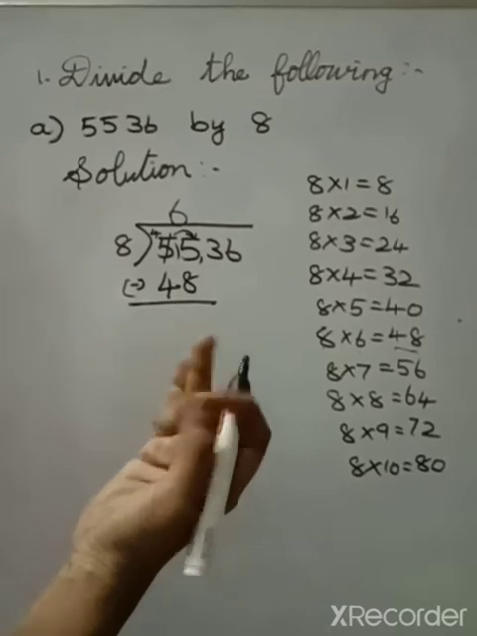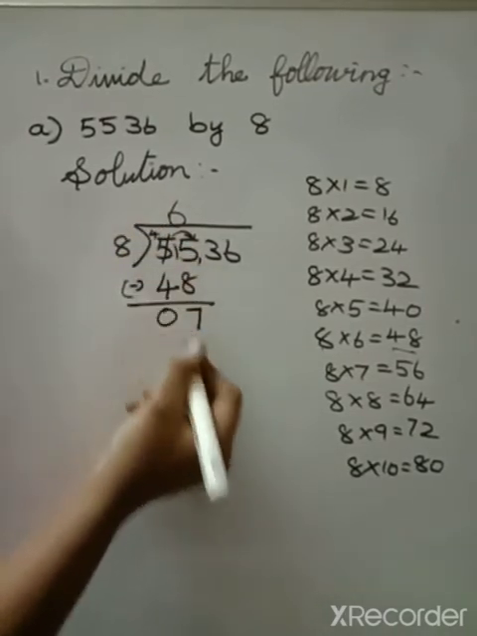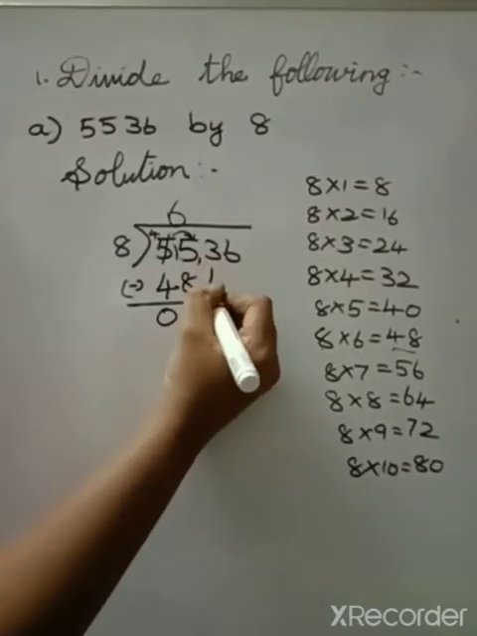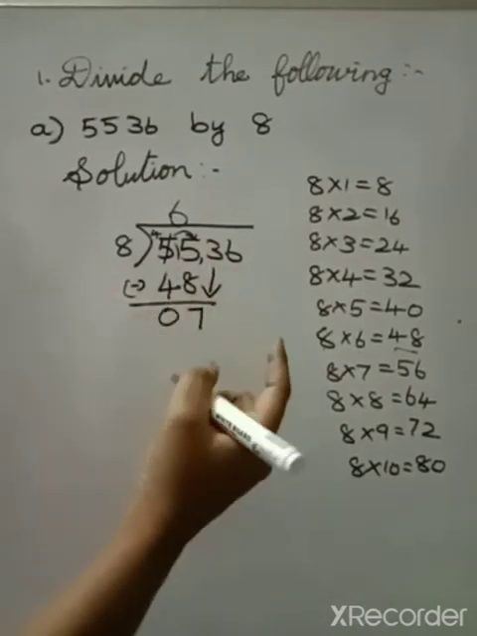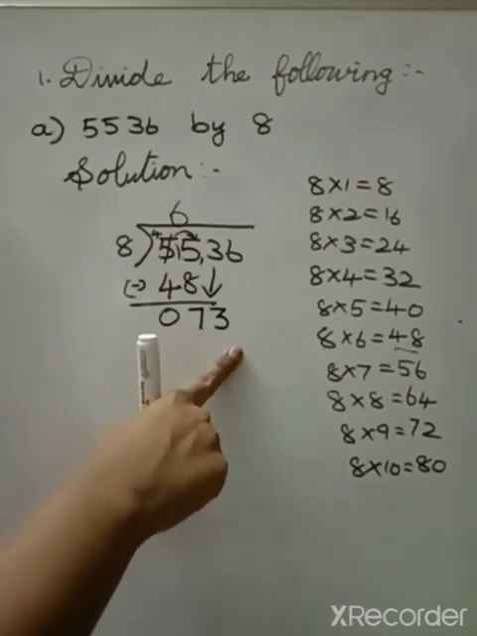So totally we are having 7 fingers. Here both the numbers are same, so the answer is 0. Now next, what you have to do? You have to bring the next only one number down, not both the numbers. So after bringing one number down, see, the number is now 73.